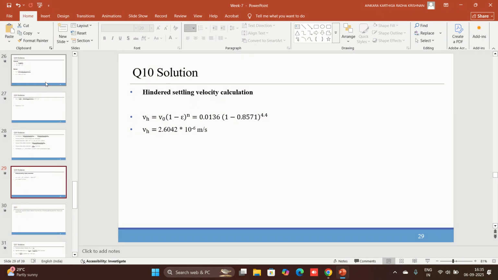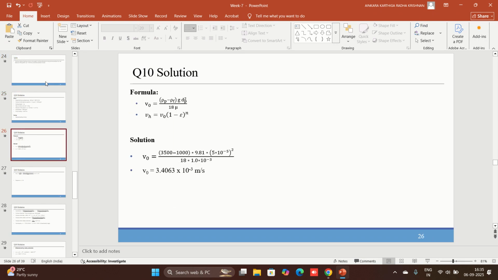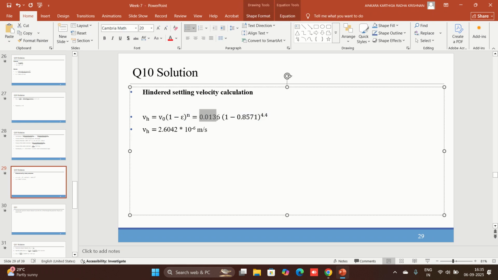So V naught is actually, what did we get? It is 3.4063 into 10 power minus 3. So V naught is 3.4063 into 10 power minus 3 into (1 minus 0.8571) to the power of 4.6. I'm just maintaining what was taught in the class so that it will be useful. That's why I changed the numbers. It is just the procedure, nothing else matters.